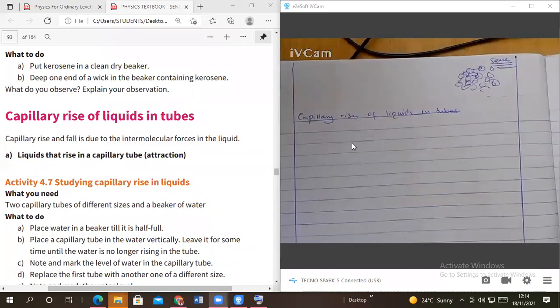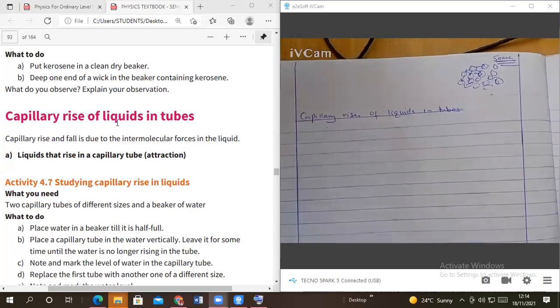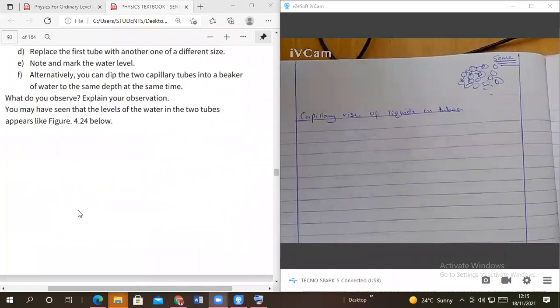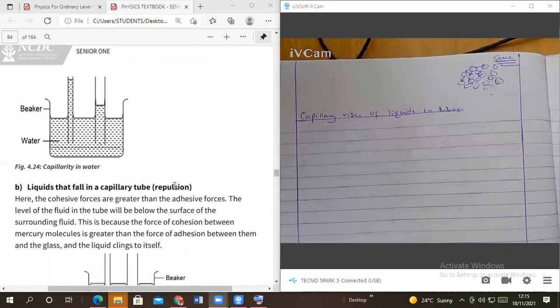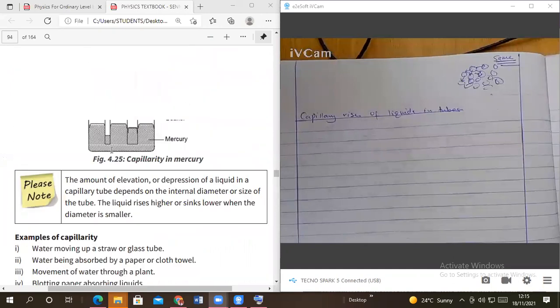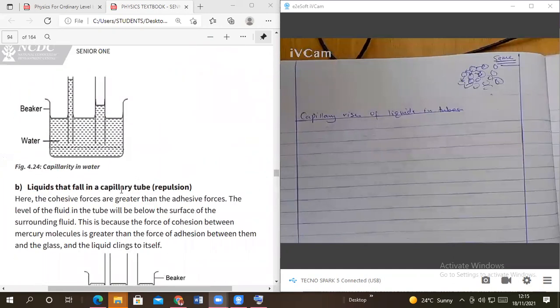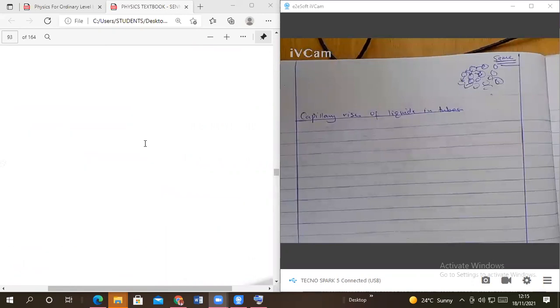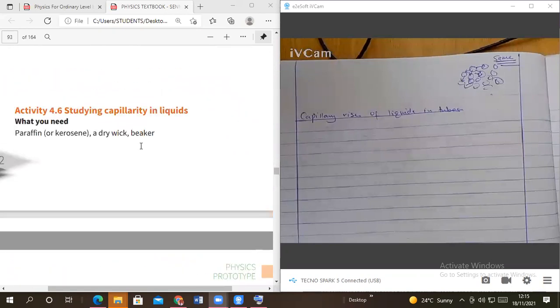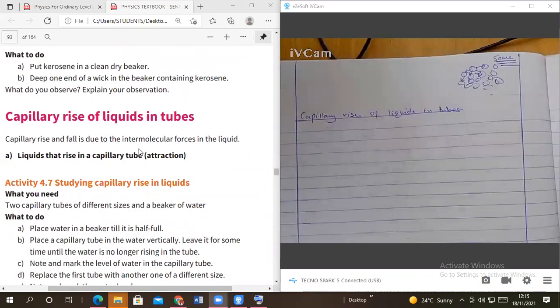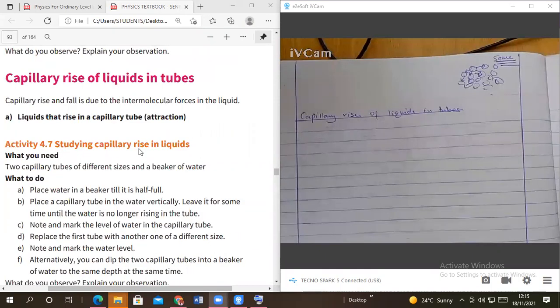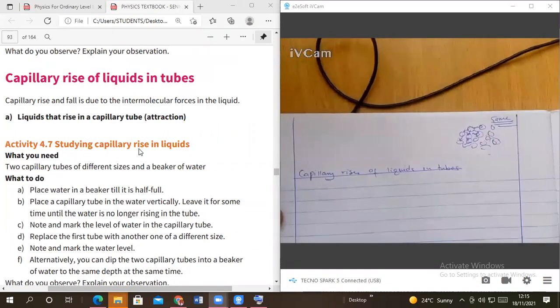Yes. So now they are saying that the capillary rise and fall is due to the intermolecular forces. We are going to look at liquids that rise in a capillary tube. So we are going to look at the attraction, and we are going to look at the repulsion. This is repulsion, and this is attraction. So let us start with the attraction part.